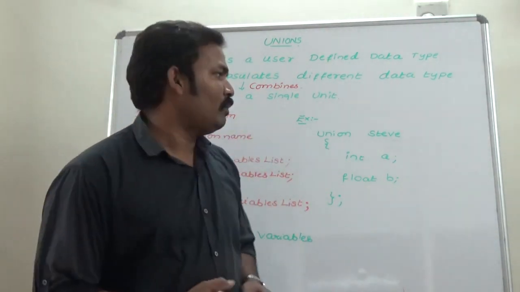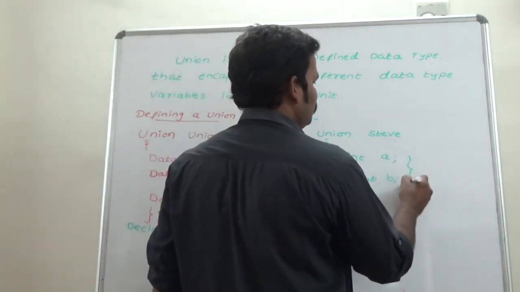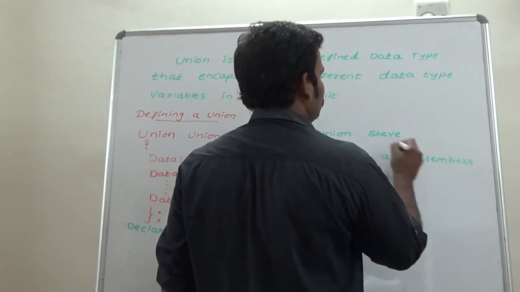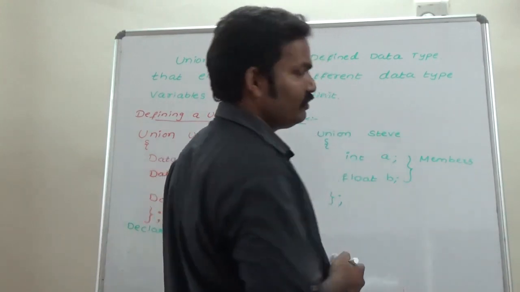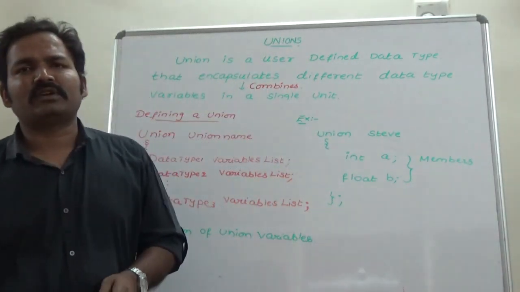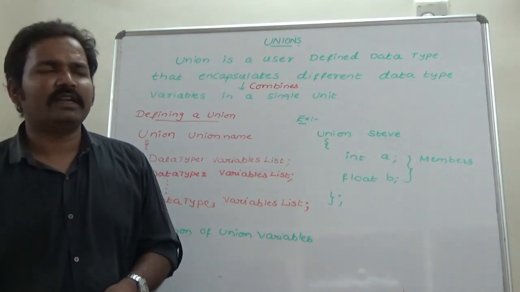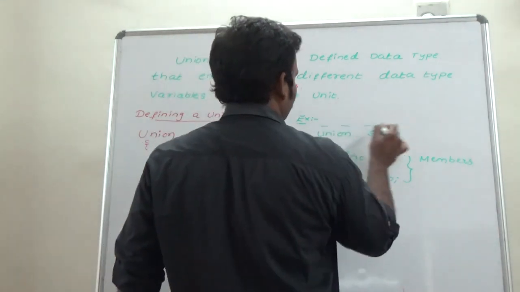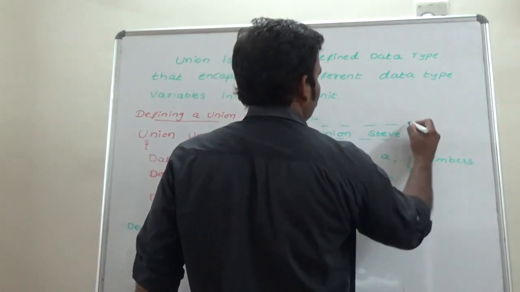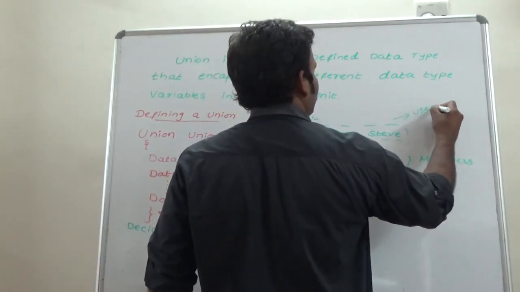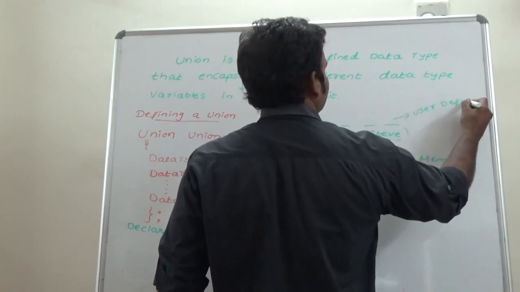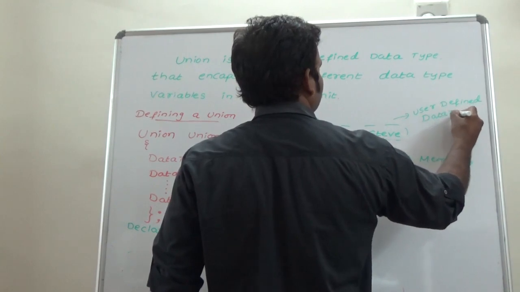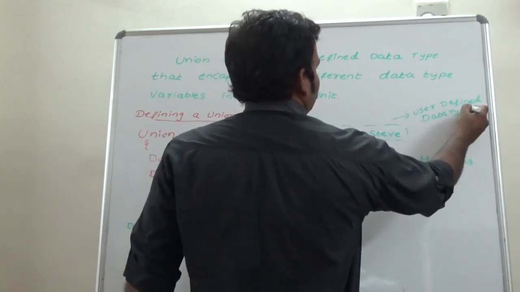Okay, so here what are A and B? A and B are members of union steel. Okay, so union steel is what? Union steel is the user defined data type. Union steel is what here? This is a user defined data type. So clear?